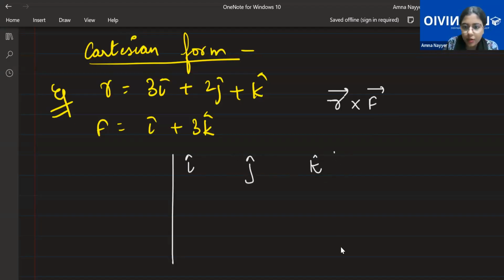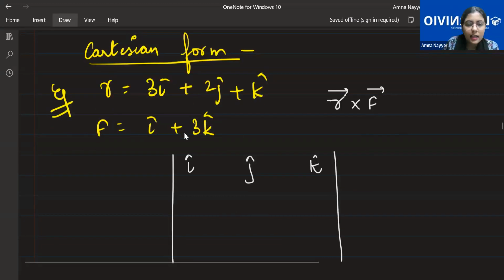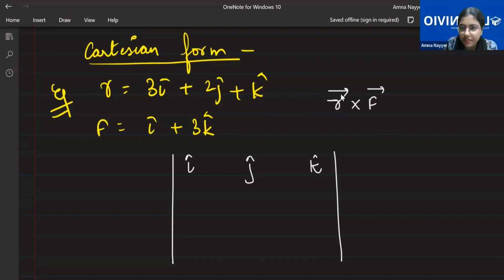We have to now fill this. How do we fill it? Write down the coefficients of the first one as it is. R is there. Coefficient of I cap is 3, so I'll put 3 here. First I'm writing for R. Coefficient of J cap is 2, I'll put a 2 here. Then coefficient of K cap is 1, I'll put a 1 here. So 3, 2, 1 from here, under I cap, J cap and K cap. Clear?